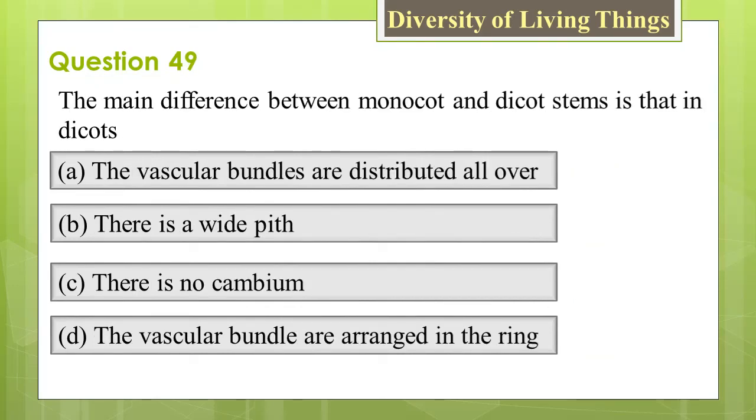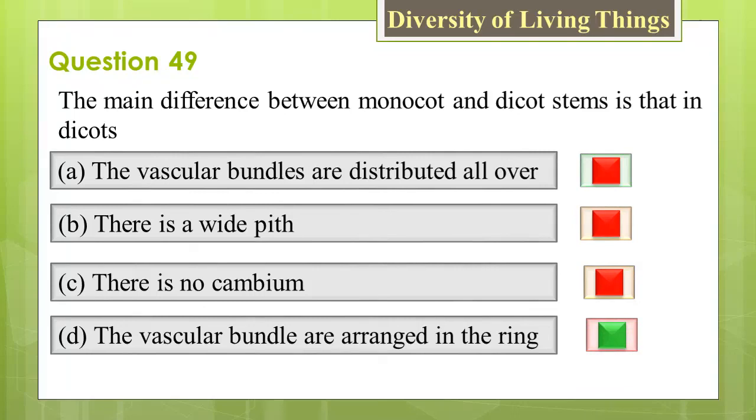Question 49. The main difference between monocot and dicot stems is that in dicots, A. the vascular bundles are distributed all over. B. There is a wide pith. C. There is no cambium. D. The vascular bundles are arranged in a ring. Which one of the following alternatives is a correct alternative? The correct alternative is D. The vascular bundles are arranged in a ring.